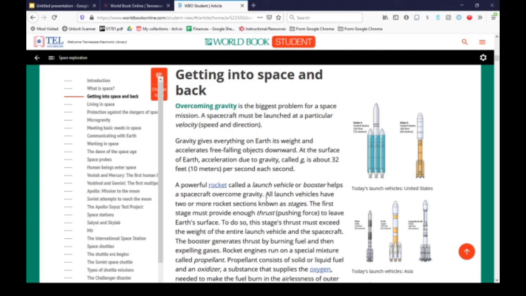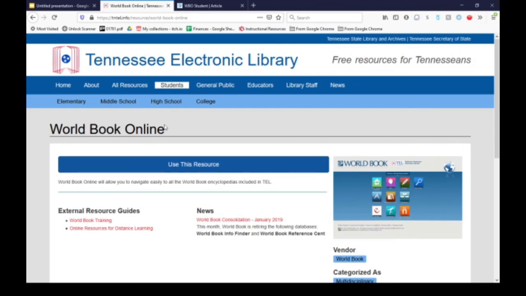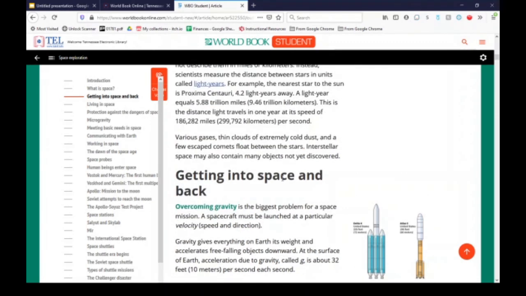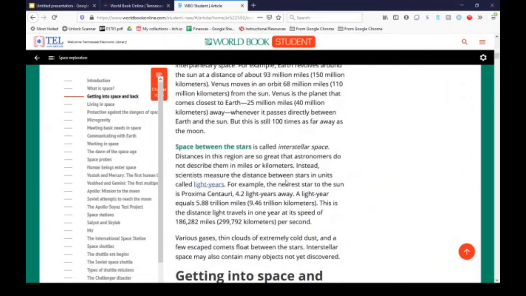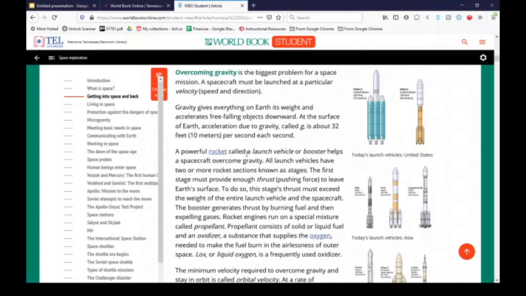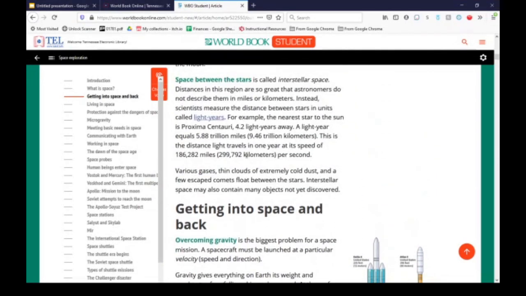So, what I want you all now to do is to get to this point. So again, get to tntel.info, click on World Book, make sure to tell them you're from Memphis if they ask. Look up space exploration and get to this line here, getting into space and back. Okay, and then try and read that first paragraph. Yeah, it'll be probably in the third paragraph there, just to give you an idea of where you should be looking.